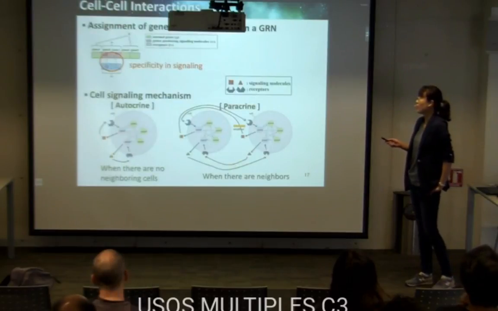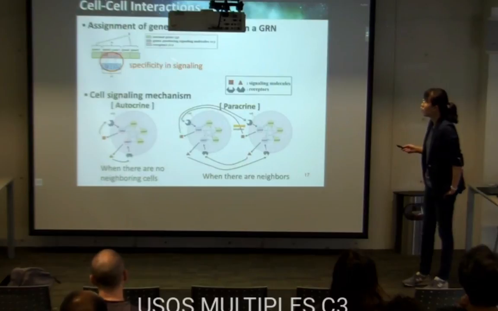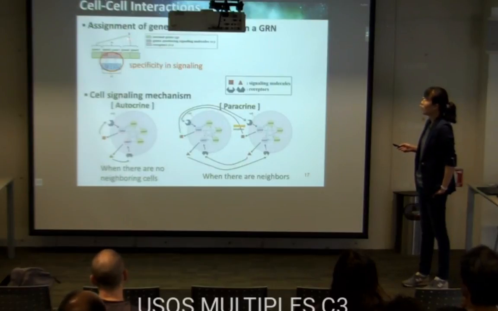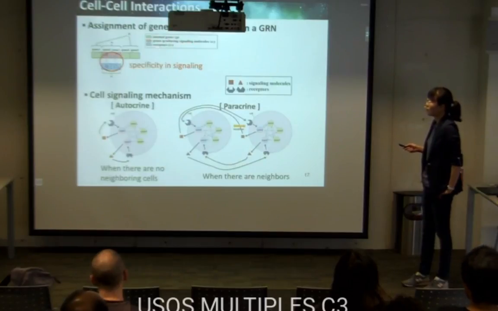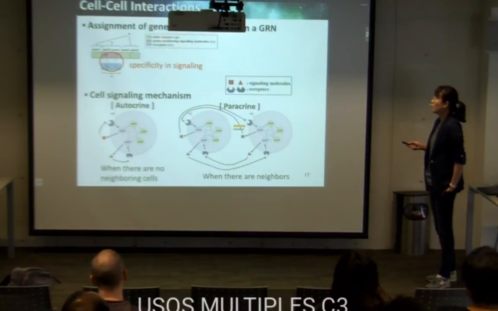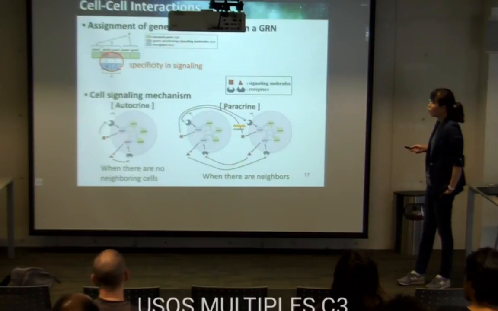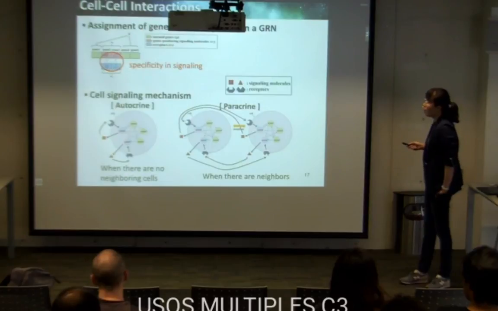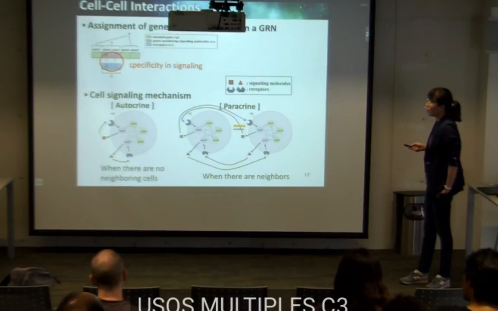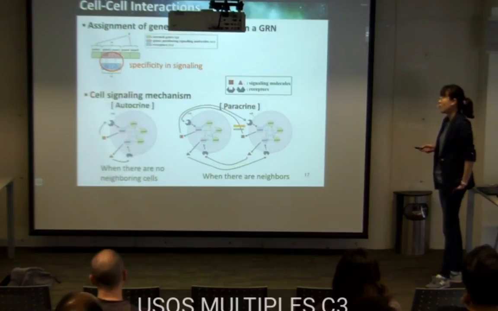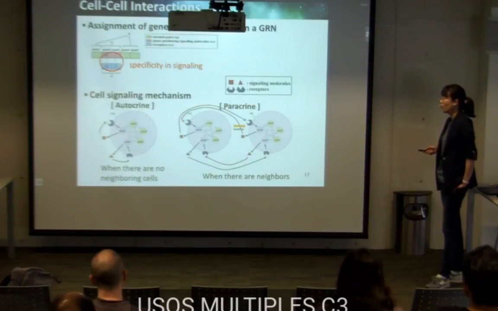Secondly, cell-cell interactions. In the gene regulatory networks, genes are composed of normal genes and genes producing signaling molecules and receptors. The genes producing signaling molecules and receptors are matched one-to-one. This is on the basis of specificity in signaling, by which certain signaling molecules respond to particular receptors. The cell signaling mechanism is divided into 2, autocrine and paracrine.